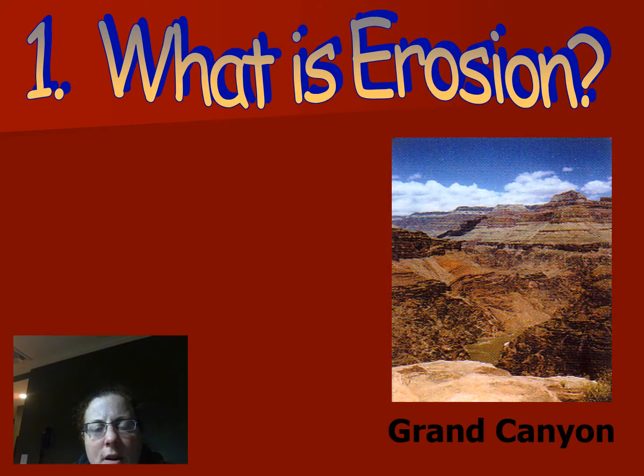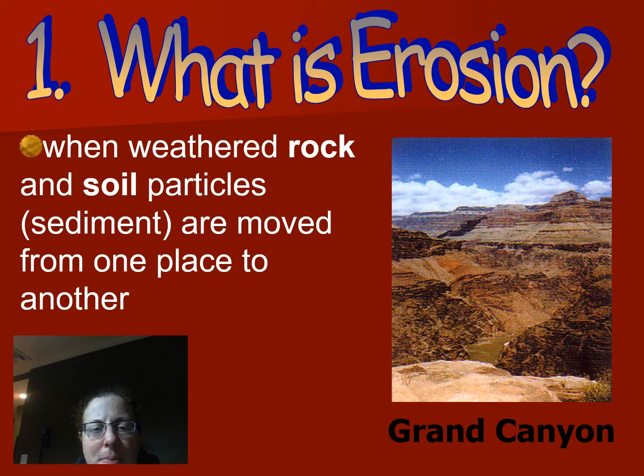So in our last notes we discussed what weathering is, and weathering was the breakdown of rocks. Erosion is when those weathered pieces are moved from one place to another. So the method of how they are moved is called erosion.